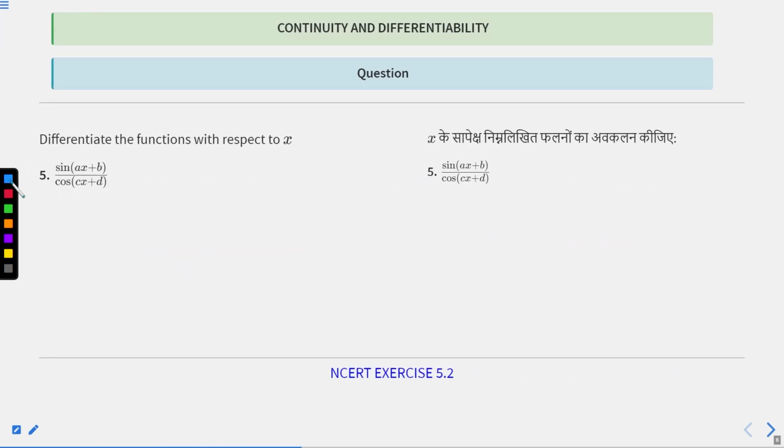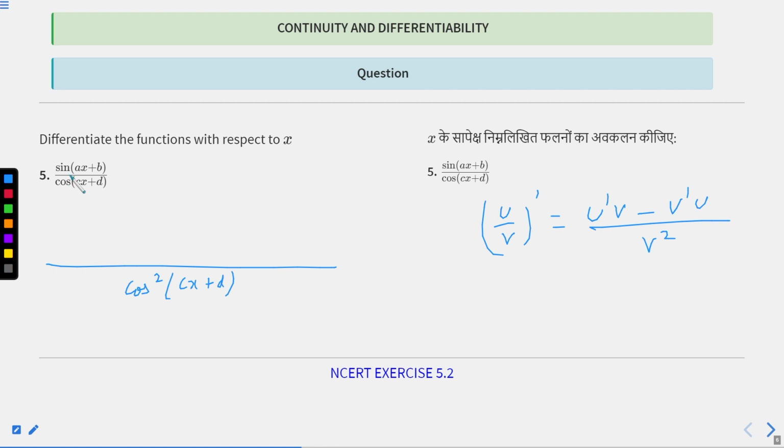Again here, if you remember, we will use the quotient rule: the derivative of v by u is the square of the denominator, then u times derivative of v minus v times derivative of u. So this means cos square cx plus d. Now this function's derivative is quite simple. As I have already told you, the derivative of this will be a. Now multiply with the derivative of sine, which is cos, and put the same thing inside, ax plus b.